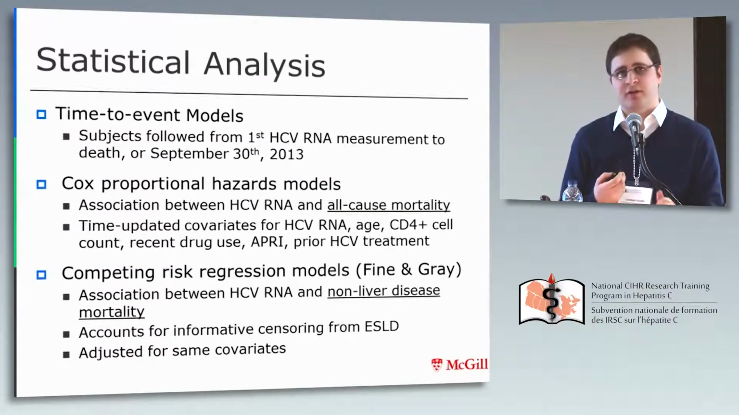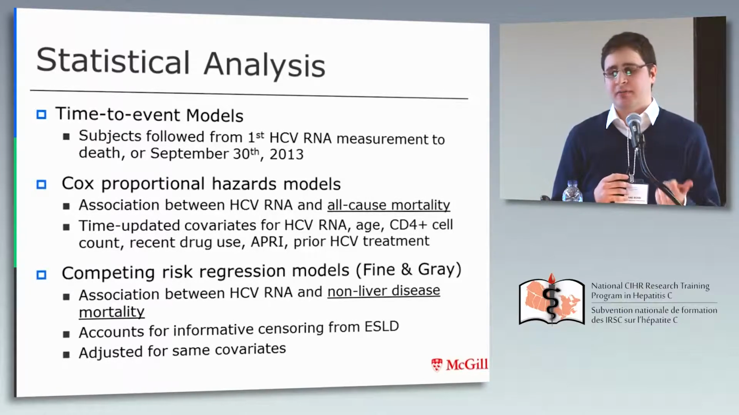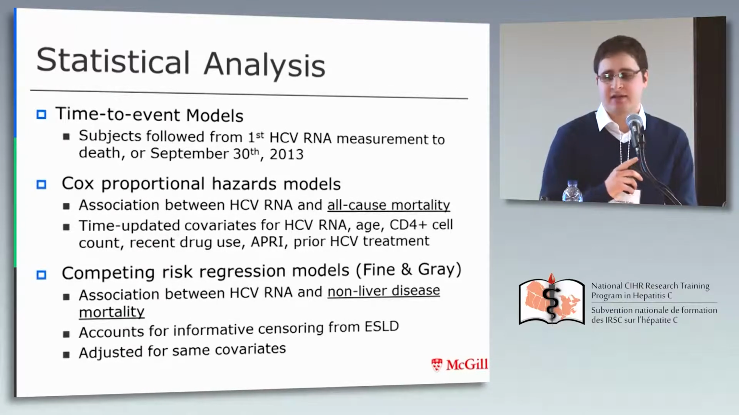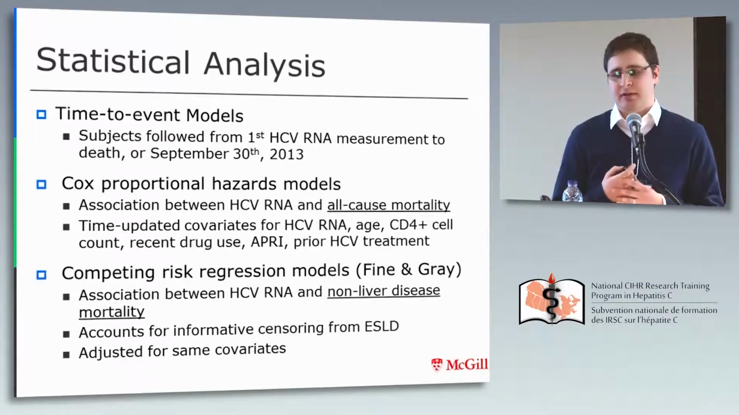So for our statistical analysis, we used the time to event model. We started follow-up on all subjects from their first date of their HCV RNA status until loss to follow-up, death, or the last date of the cohort study, whichever came first. To examine the association between HCV RNA status and all-cause mortality, we fitted Cox proportional hazards models. This is typically done for time to event analysis.